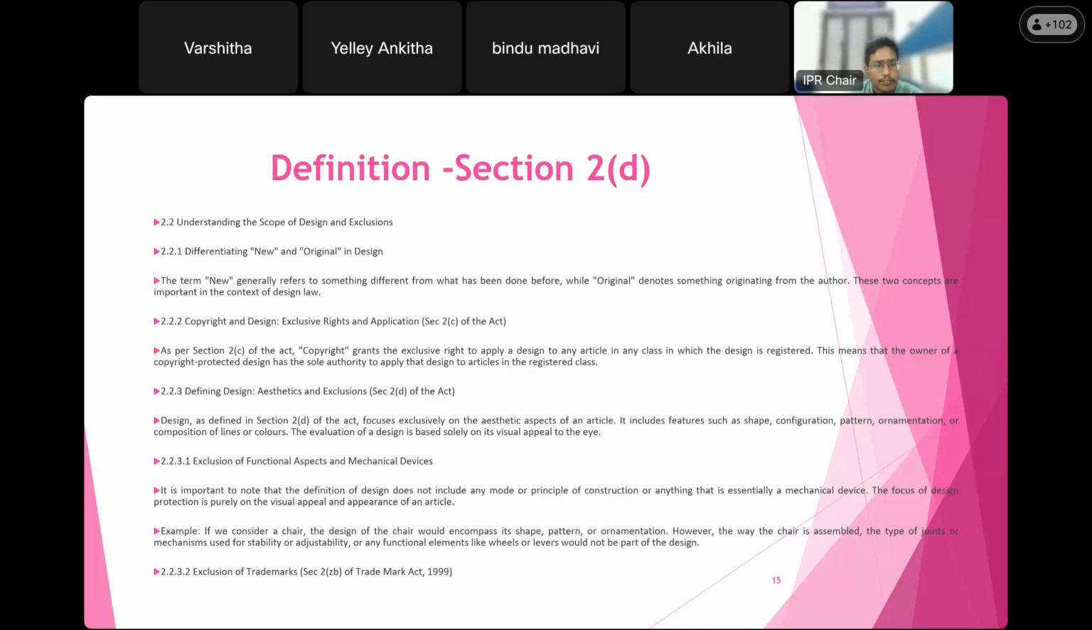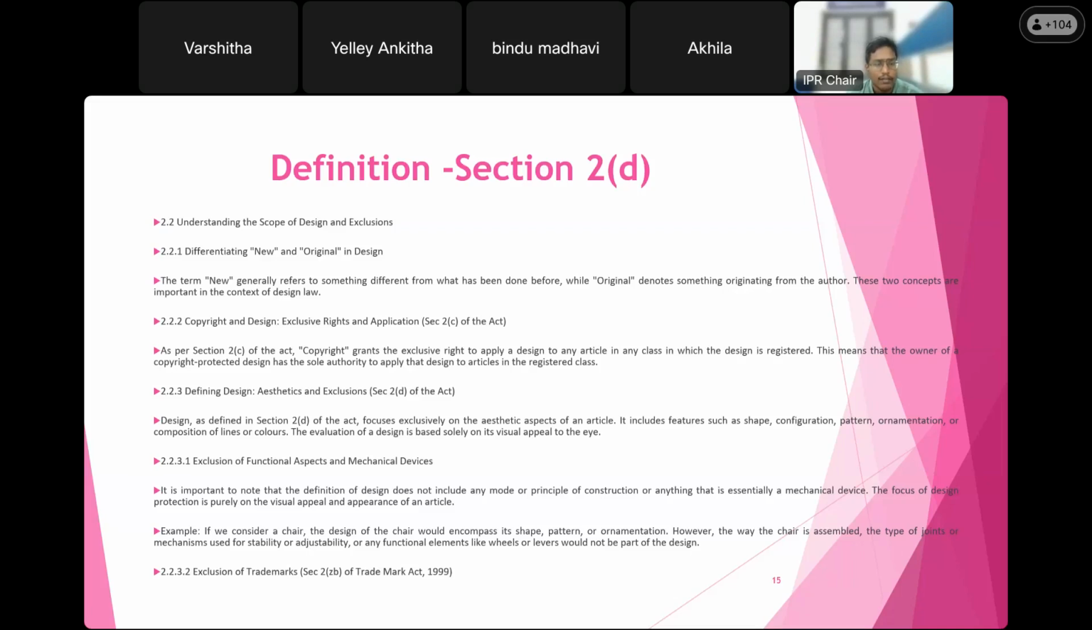And aesthetics and exclusions. If I want to explain what aesthetics and exclusions are, as defined in Section 2(d) of the Act, it mainly focuses exclusively on the aesthetic aspects of an article. That is what I discussed earlier. So it is focusing on aesthetic aspects, not on functionality aspects. It includes features such as shape, configuration, pattern, ornamentation, or composition of lines or colors, as defined in Section 2(d). The evaluation of a design is based solely on its visual appeal to the eye. This I already discussed.